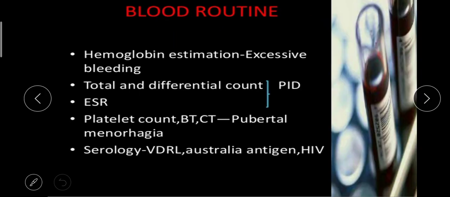So in the blood test, first they are going to do hemoglobin estimation, total and differential count, ESR, platelet count, bleeding time, clotting time, and they are going to do the serological test or VDRL test, for Australia antigen or HIV.